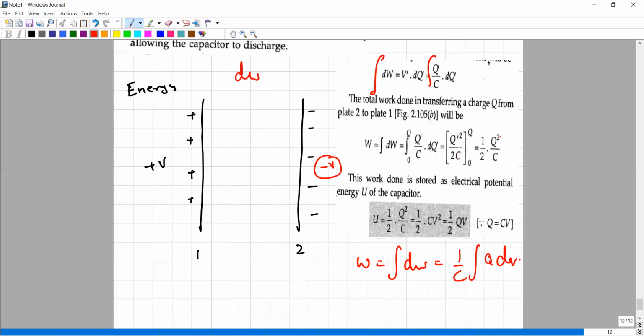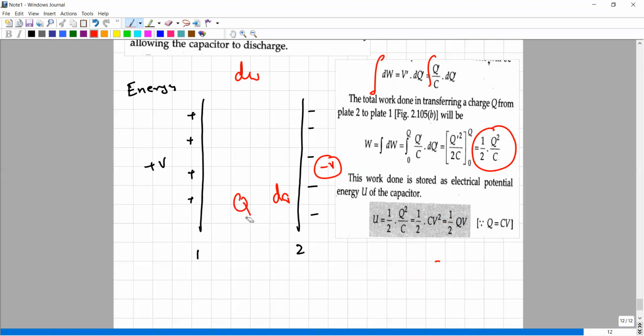When you put this value, q dq will become q square by 2, and you will get half of q square by c after putting the limits. Now half of q square by c, this is your energy stored in the capacitor. And how did we calculate this energy? We calculated this energy by the logic of work done in transferring dq charge from the second to the first plate, and continuously doing the same thing till total q charge is transferred.